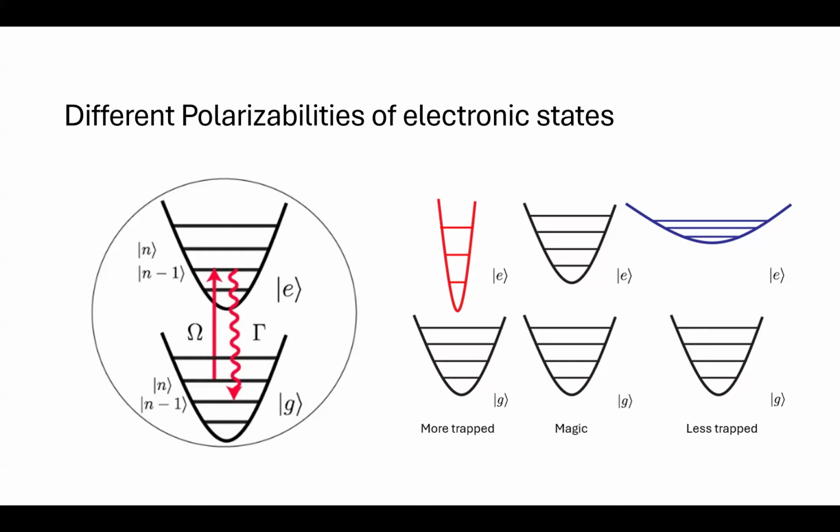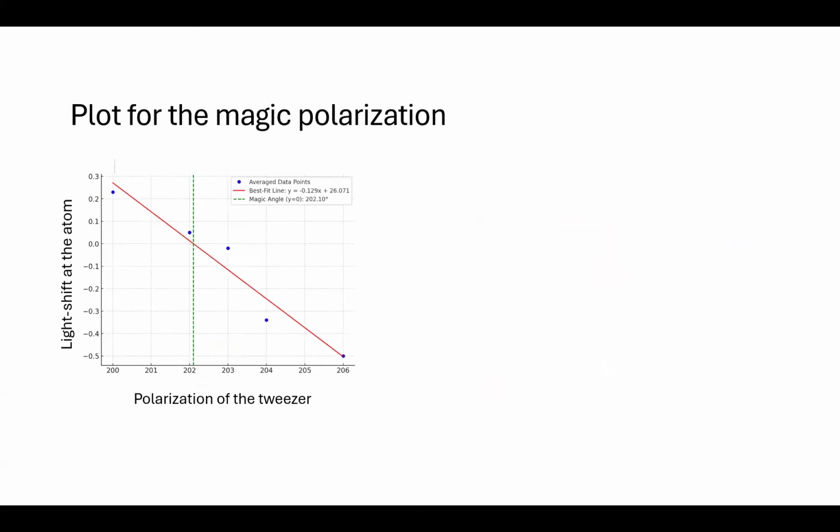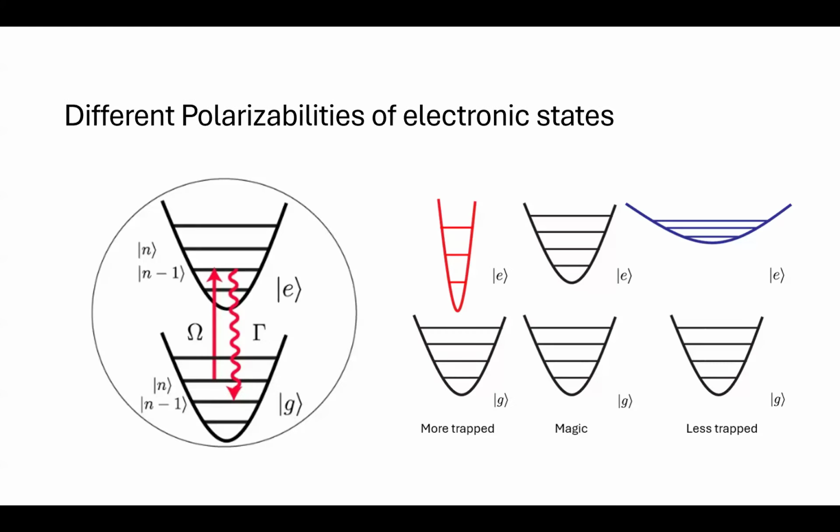To do this, we have to find a magic polarization. So are we able to do that? Yes. What we did is, we changed the polarization of the tweezer with a wave plate, and we found a magic polarization, which our calculation also suggested we should get at a specific ellipticity. So we change the polarization of the tweezer, and then we see the light shift at the atom. The idea is, if you are at the magic condition, which is this condition on your left, then your frequency of transition from this to this should not change at all if you're changing the tweezer power.